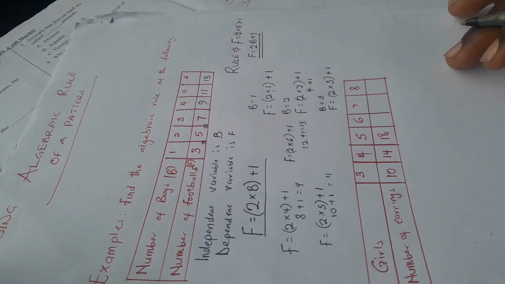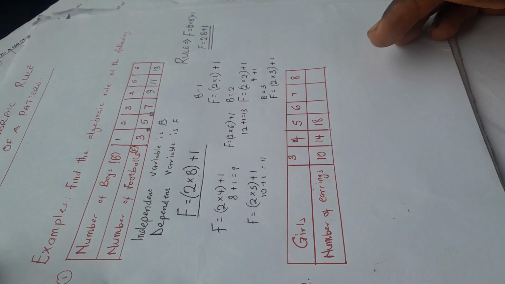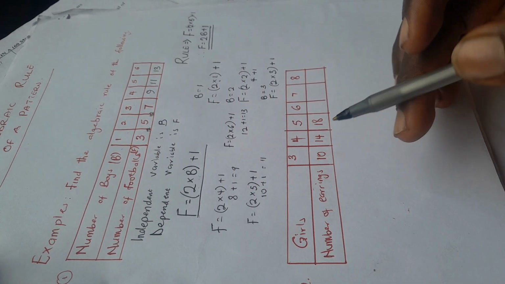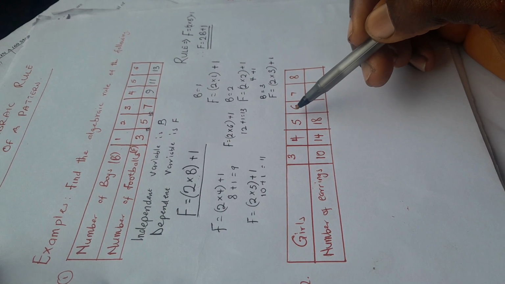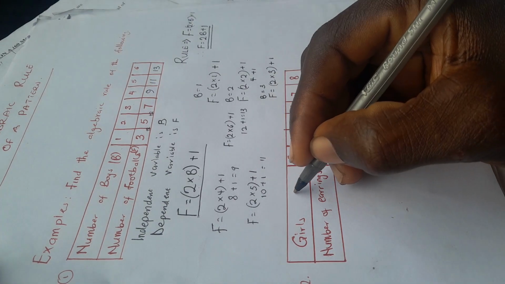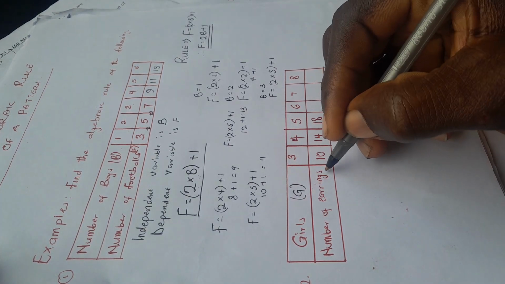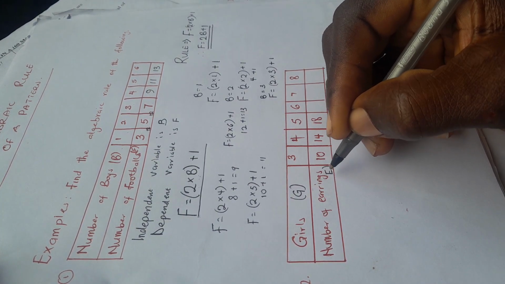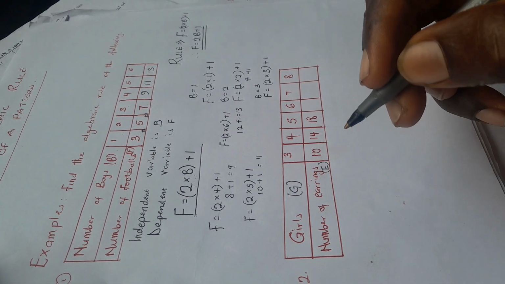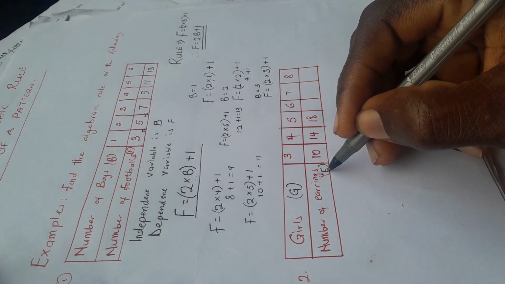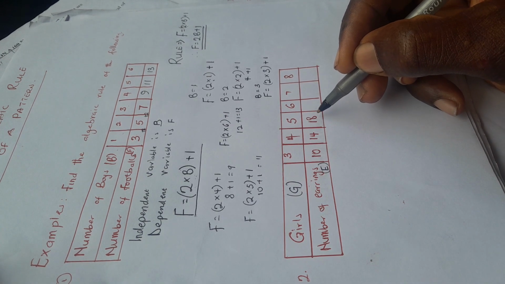Let's take the next example. We have girls and number of earrings. So the number of earrings depends on the number of girls that are here. So girls, represented by G, becomes our independent variable. Then earrings, represented by E, becomes our dependent variable. So we will equate the dependent variable to the constant difference between the dependent variables.